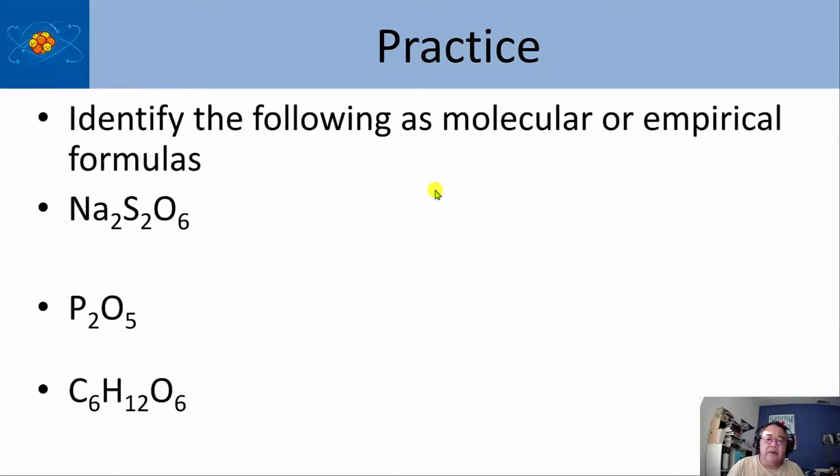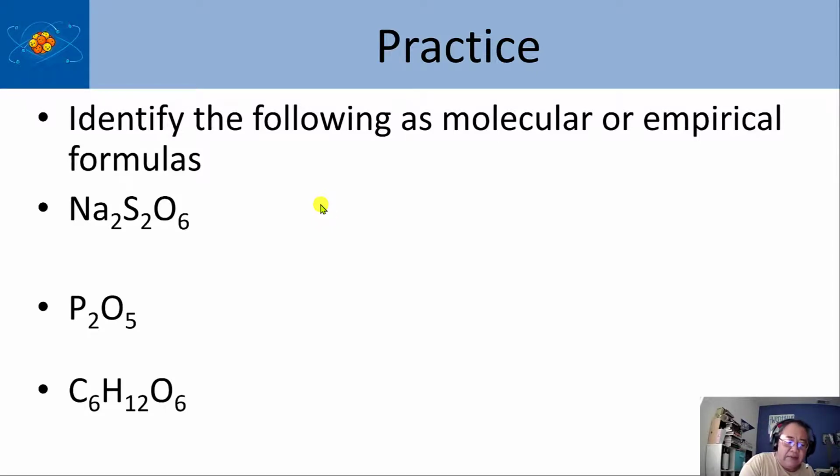So how do you tell whether it's molecular or empirical, right? First of all, you can't have subscripts that are fractions, so they have to be whole numbers. And if you look, for example, at this compound, Na2S2O6, if it's an empirical formula, you can't divide these by a common factor and get a lower number. So in this one, I can divide by 2, right? That means it's a molecular compound. It's representing the actual number of atoms rather than the ratio of atoms.